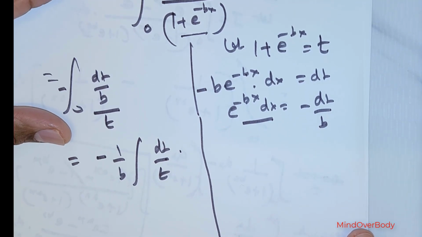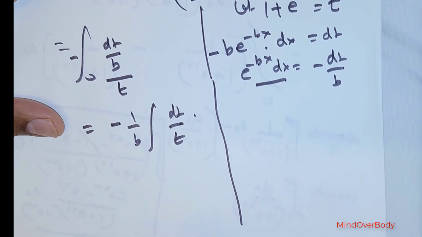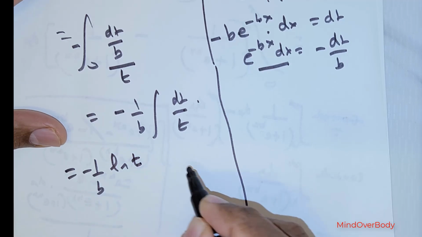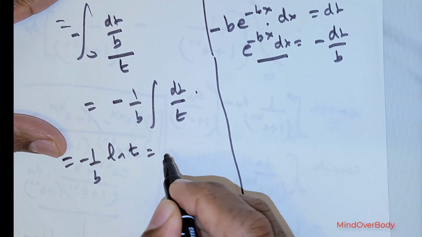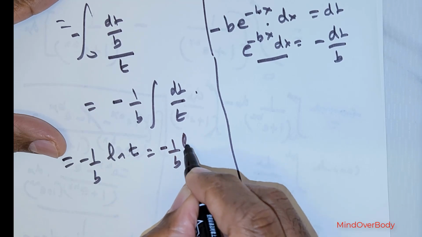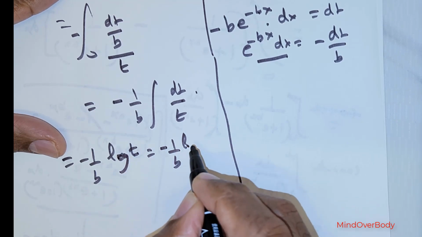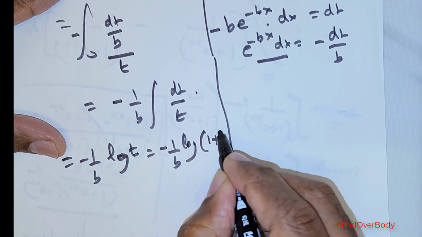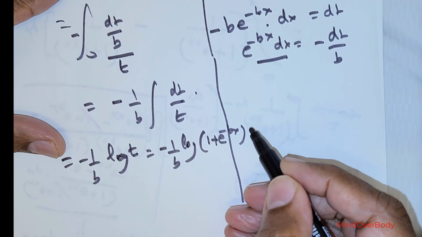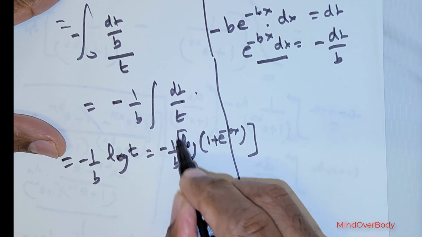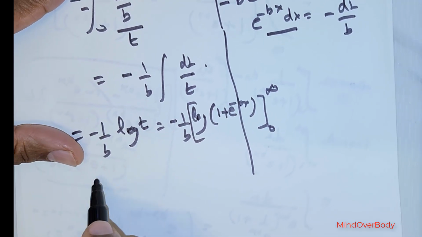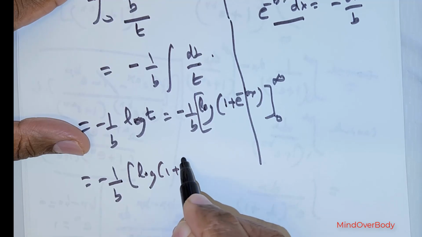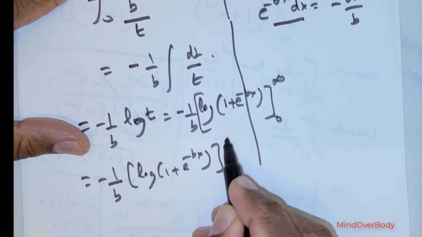So what we can do is refrain from having the limits and just apply ln t here, or log t. So this is going to be negative 1 over b log, since log is given, I just retain it as log. Log of t is 1 plus e raised to the power of negative bx. So the limits are going to be 0 to infinity. So this is what we got: negative 1 over b log of 1 plus e raised to the power of negative bx, the limits are 0 to infinity.